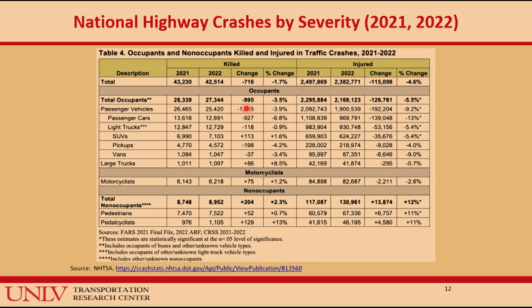And here the changes are numbers in between these 2 years. There was a reduction of 716, which is 1.7%. Same way the injuries, reduction of 115,000 or 4.5%. And we can look at who is getting, give me one big change: non-occupants, we are seeing increases.